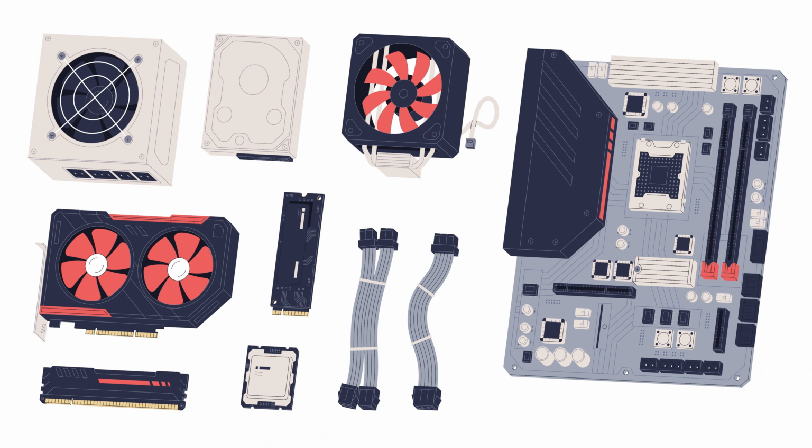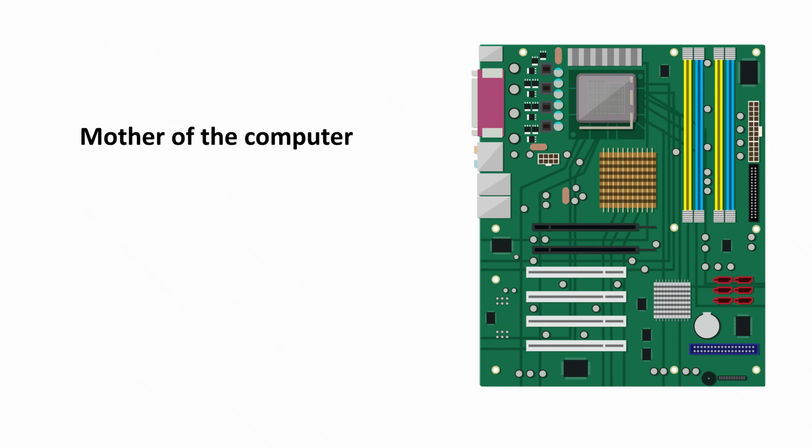A computer has several important parts, and if even one of them fails, it can negatively affect how the other components function. The first and most important part is the motherboard. As the name suggests, it's the mother of the computer. Without it, none of the components can communicate with each other. It's the central platform that holds all the hardware together and allows them to communicate as a system.